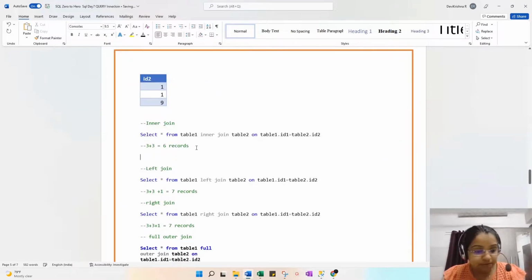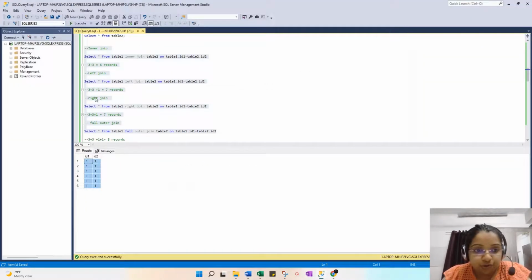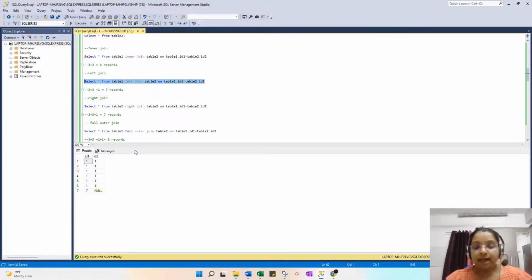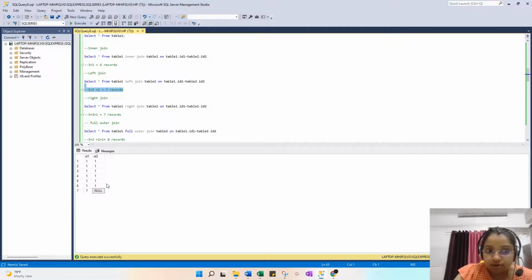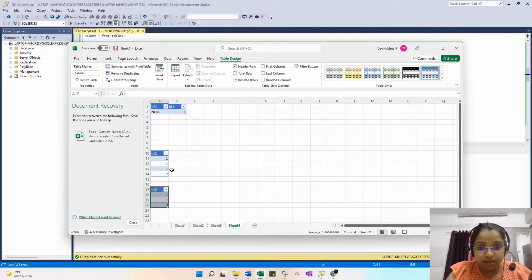But in the left join, we will find something interesting. I will show you. If you run this one for the left join, the left join contains all the matching records plus the left items, right? The left table contains one more row, 7, but the ID is null. So that means 3 plus 3 plus 1 equals 7 records. Total 7 records are available. That is what we want to understand more here.